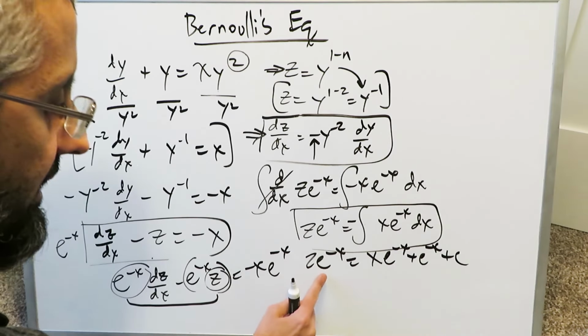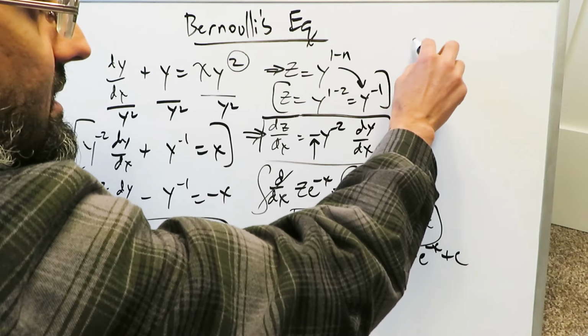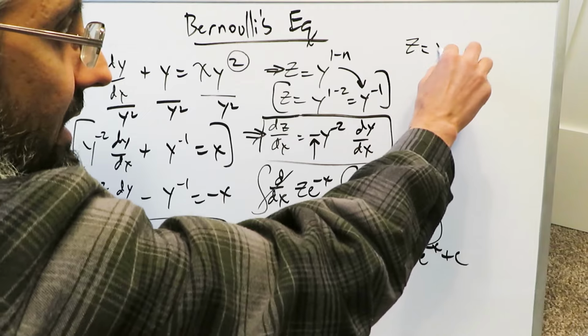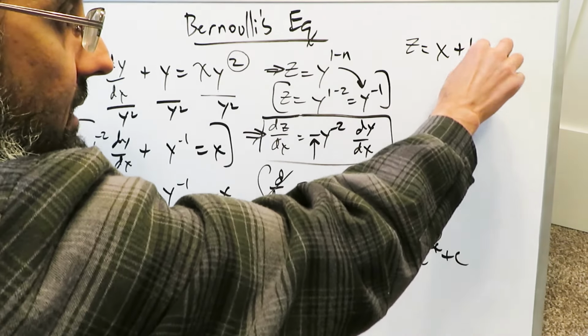I'm going to solve for z and take e to the minus x to the other side, and it'll cancel out with a few things. Z is equal to e to the minus x will cancel out with that, I'll just have an x. E to the minus x will cancel out with this, I'll generate a plus 1.